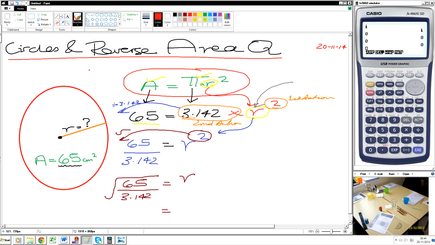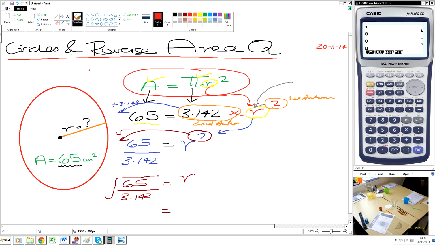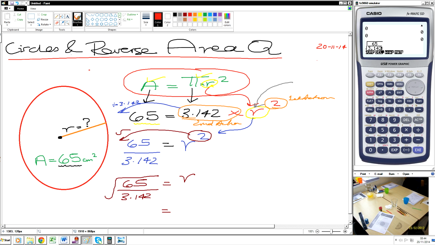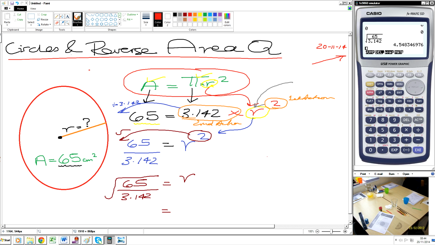Now we need to use a calculator for this part. I've got my calculator set up already on math mode. So we press shift square root, you press the fraction button, so it's going to be 65, and press replay to bring the cursor down. Now it's 3.142 on the bottom. As you can see, the calculation looks exactly like what I've got on my worked example. Press equal. That gives us 4.5483.